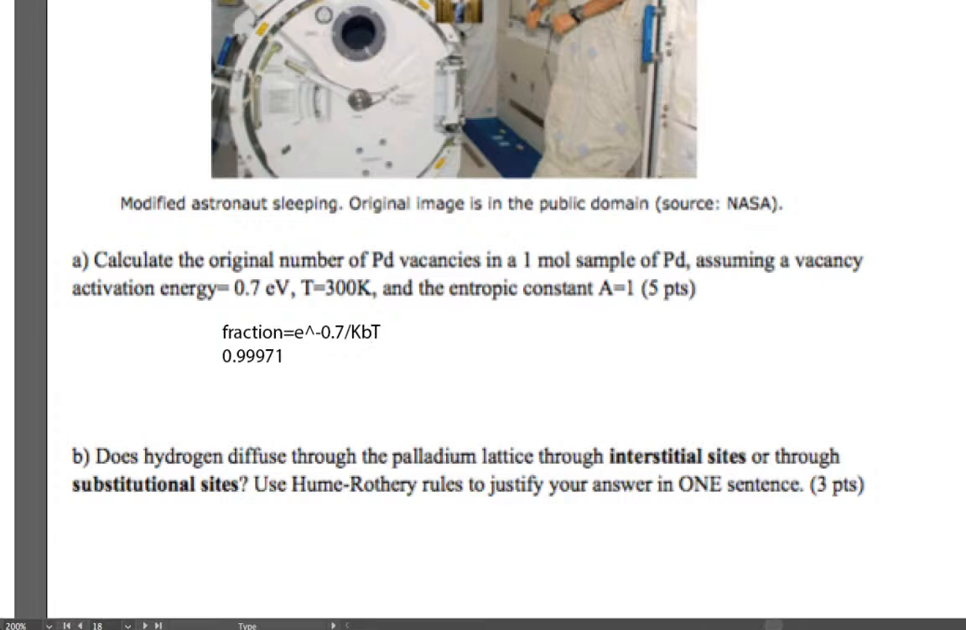You know what? I think I know what to do. I just need to write them all. The entropic constant is 1, E to the power of negative 0.7 electron volts. Or we can just actually transform this first.